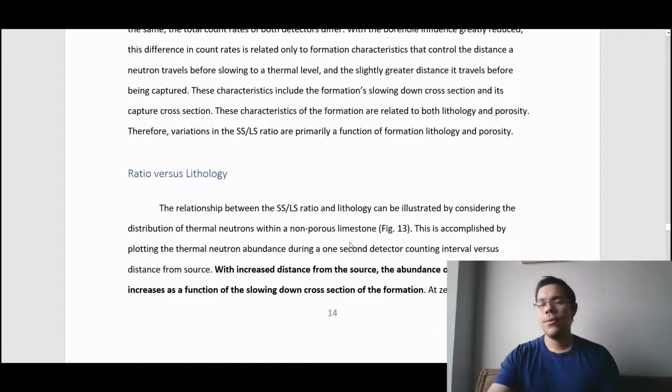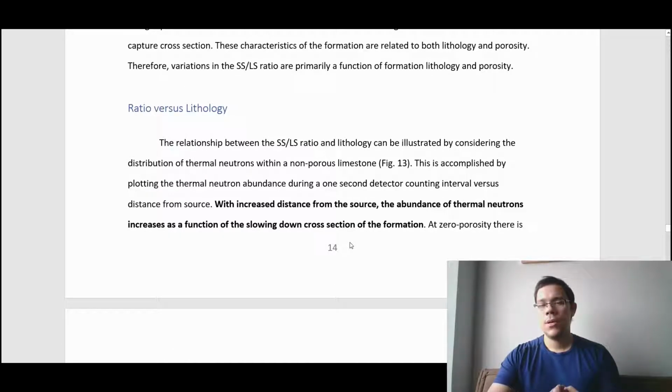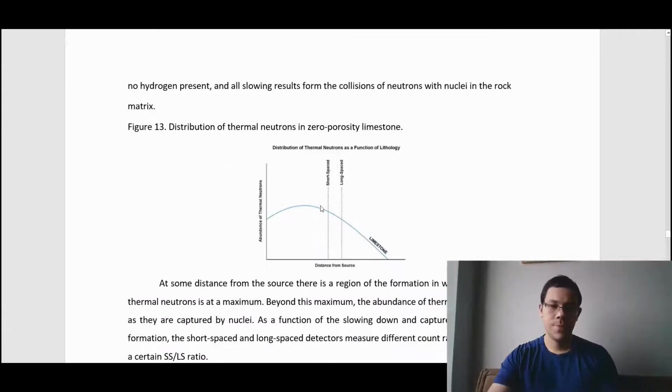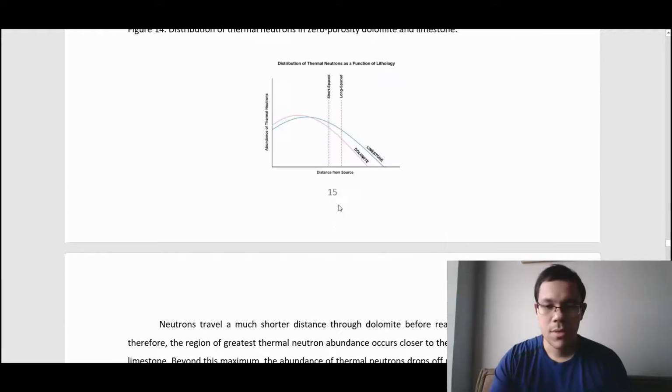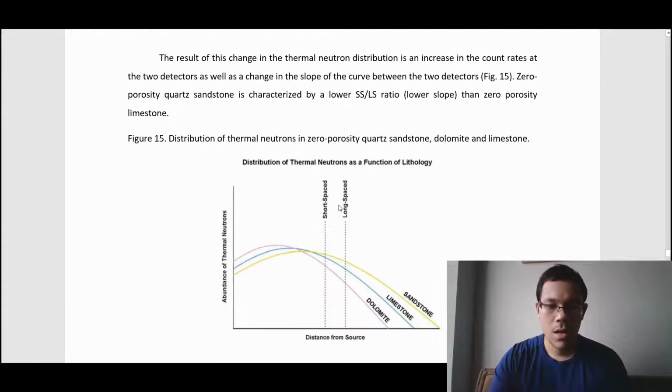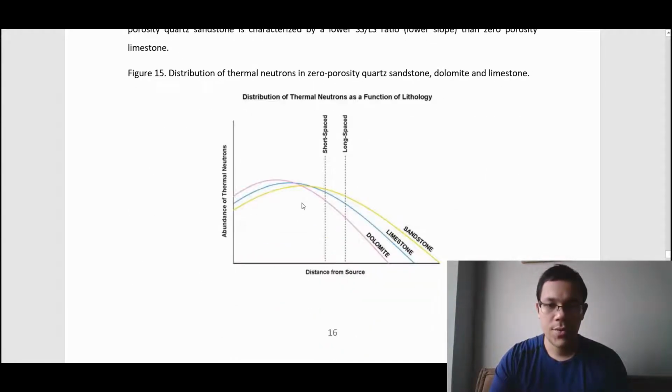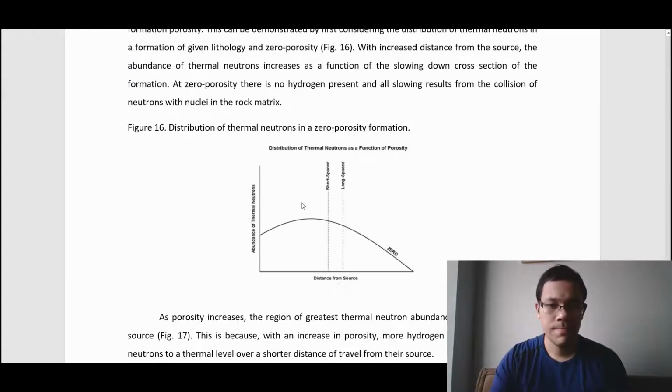So at the end, the porosity is calculated based on the ratio of the counts of the shortest spaced detector and the longest spaced detector. And here we have the effect of different lithologies on porosity and the interaction of the neutrons.